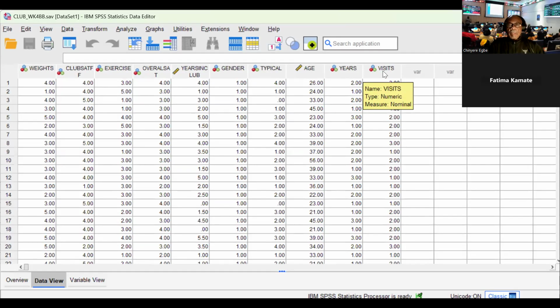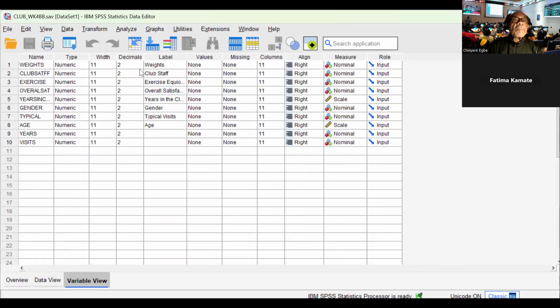So what do these things mean? Very easy. If you come here, see where it says variable view. Have you seen that? Yes, I see it. Okay. If you click on variable view, it will tell you the name of the variable. Weights here is weight equipment.